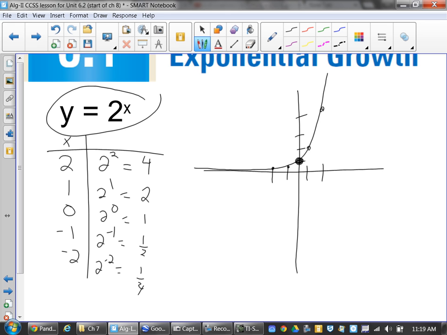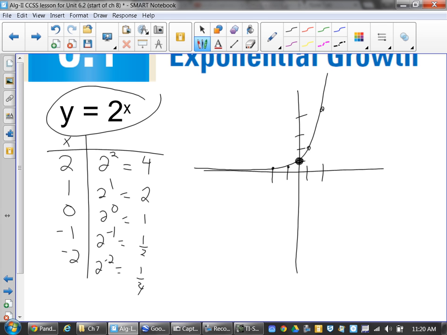What's the domain of this problem? Could I have 2 to the negative 3? Could I have 2 to the negative 4? 2 to the negative 80? Yeah. It's all real numbers.